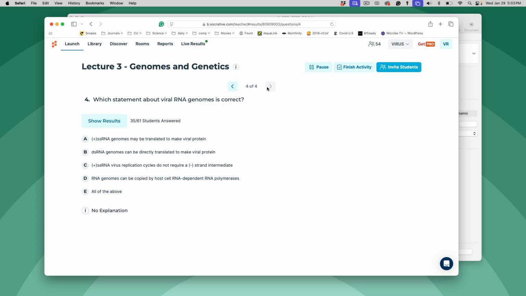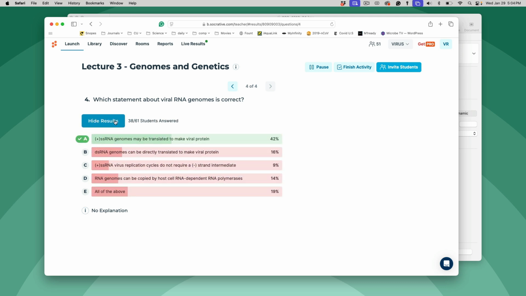So how did we do? The answer is A, plus RNA genomes may be translated. Double-stranded genomes can be directly translated? No, they can't, because they're double-stranded. The ribosome can't get at the plus strand. Plus replication cycles do not require a minus strand? They do. I will show you in the slide. RNA genomes can be copied by host cell RNA polymerase? There is no host cell RNA polymerase that can copy viral genomes, right? So that's why it's just A.